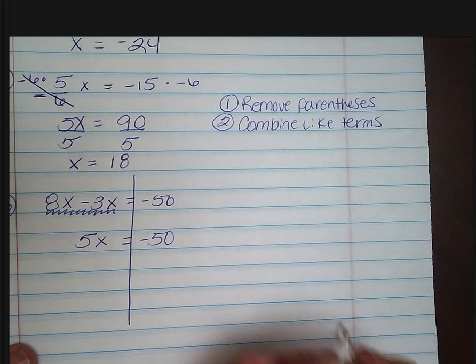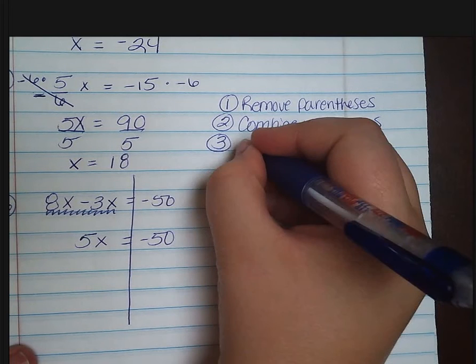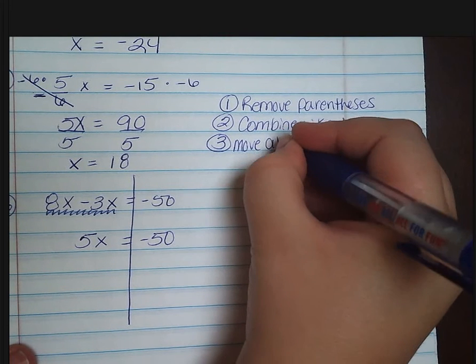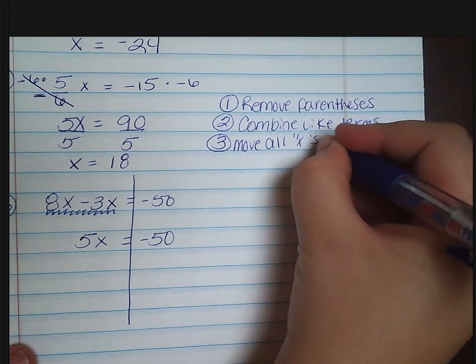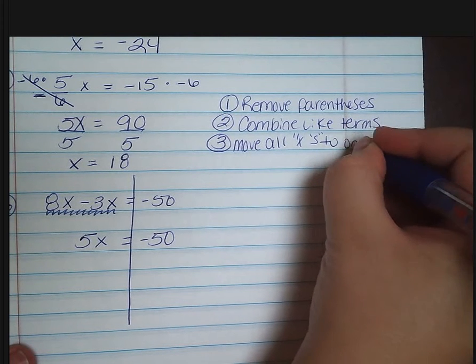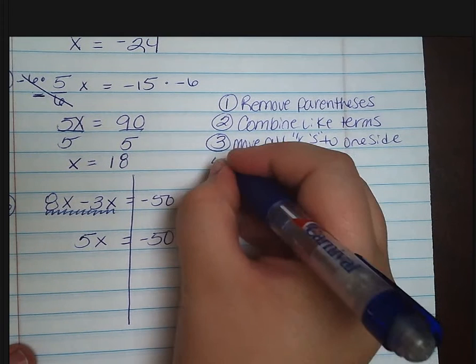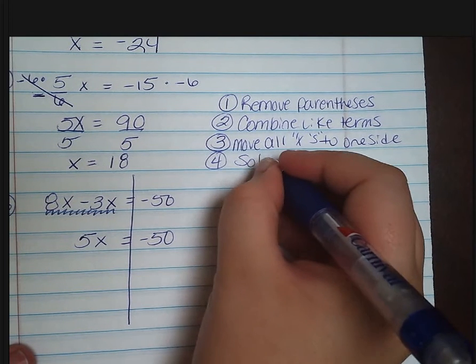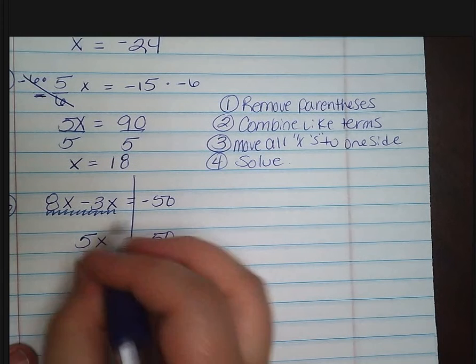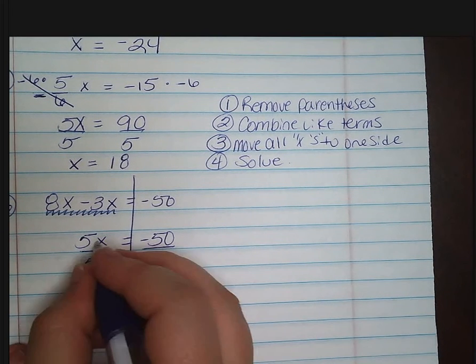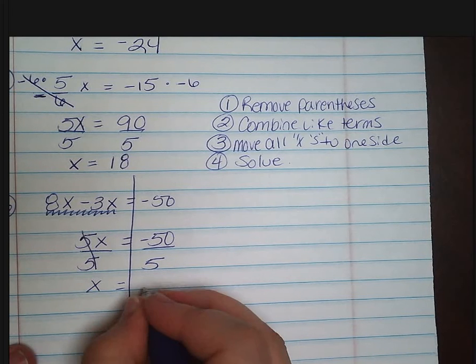And then step 3 is to move all x's to one side. We only have one x, so we don't have to worry about it. And step 4 is solve. So to solve this, we would divide both sides by 5 to get x equals -10.